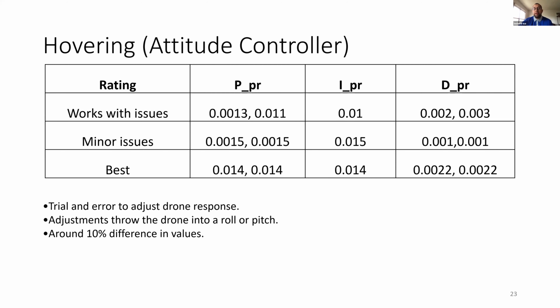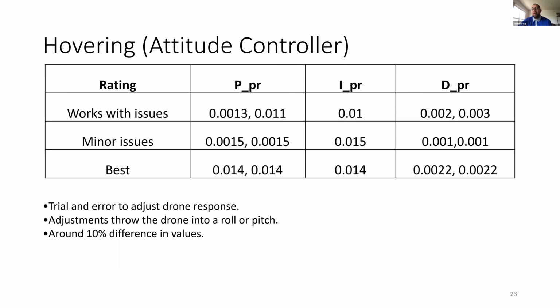So here's the hovering attitude controller. In simulation, the PID values were perfectly fine. The drone functioned properly. Once we uploaded it to the hardware, the drone would basically crash into the wall. It wouldn't even go up. The values weren't working as we expected.